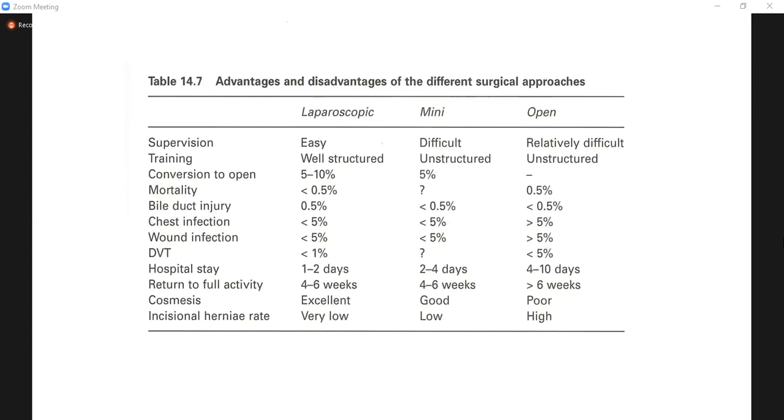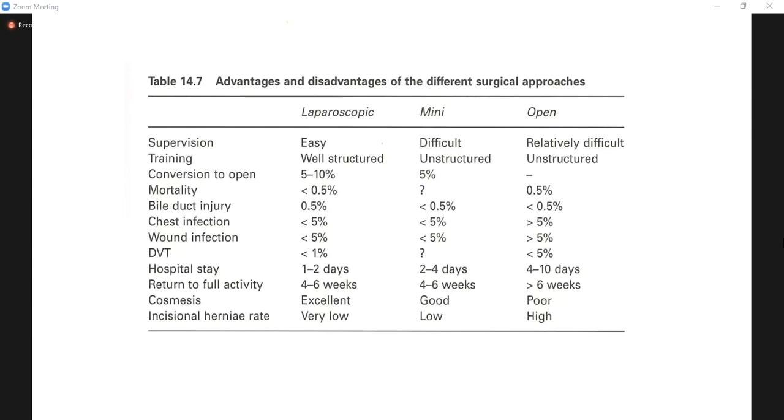Conversion to open: if you do 100 laparoscopic procedures, about 5 to 10% of laparoscopic cholecystectomies will get converted. So tell me, what are the reasons for conversion of laparoscopic into open? Perforations. Very good. Perforation of gallbladder, damage to the common bile duct. Anything else which you can't control laparoscopically?